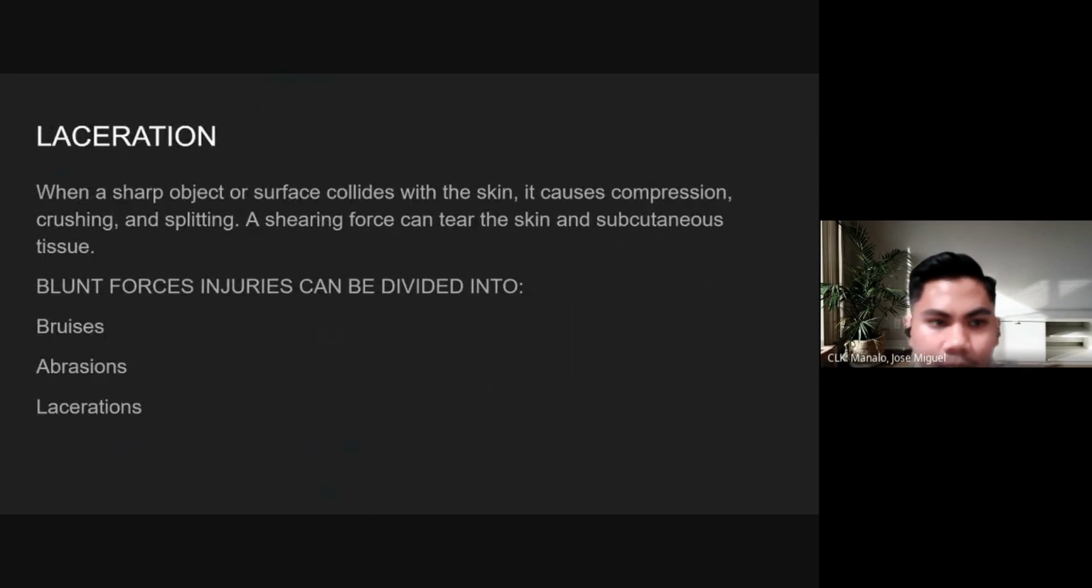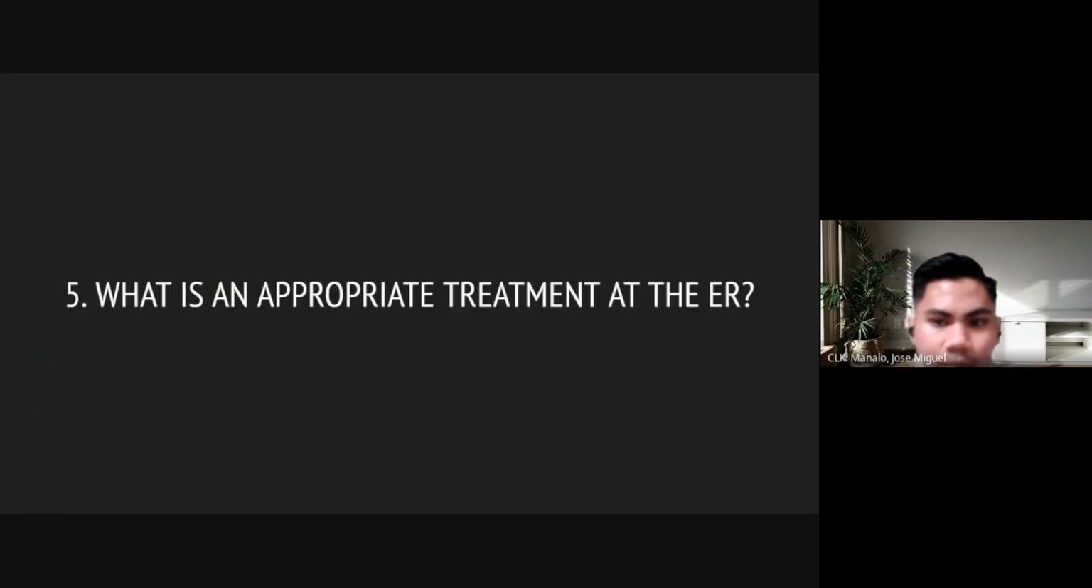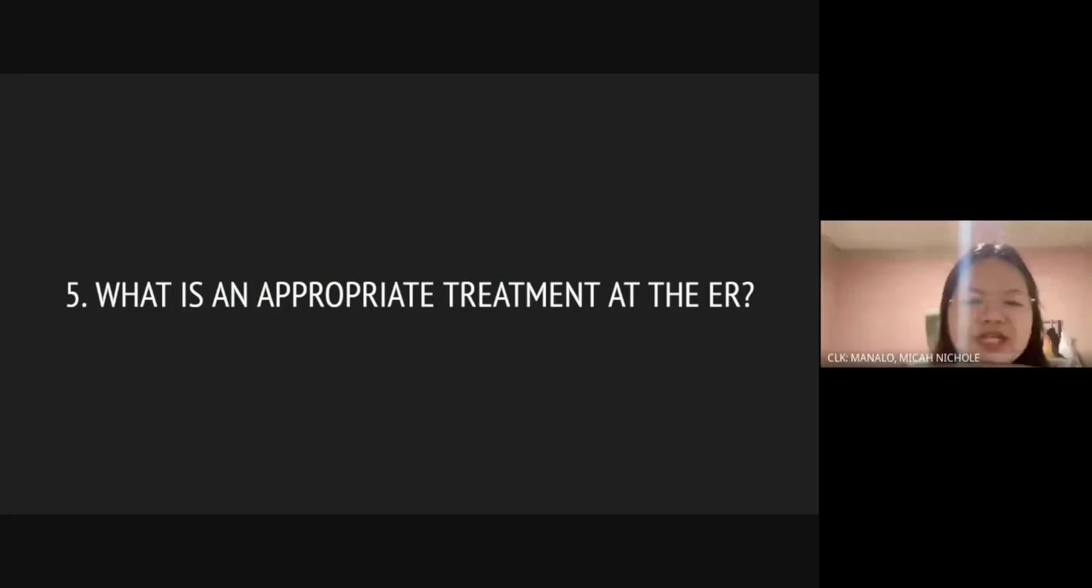Next slide. So laceration is when a sharp object or surface collides with the skin, it causes compression, crushing, and splitting. The shearing force can tear the skin and subcutaneous tissue, resulting in laceration. Blunt force injuries can be divided into three: bruises, abrasion, and laceration. Next slide. So, what is an appropriate treatment at the ER? Next slide.